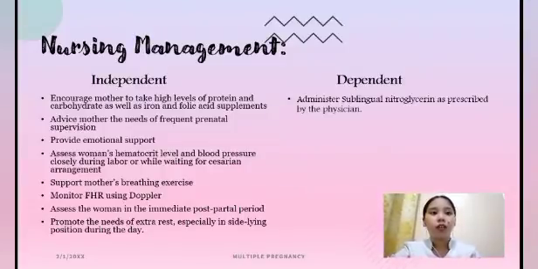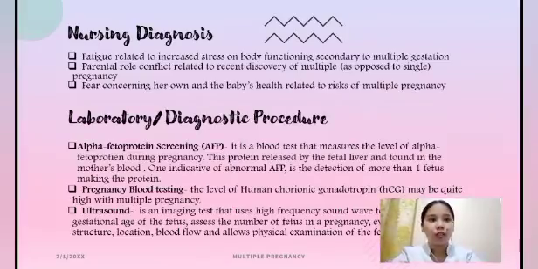And for dependent function, administer sublingual nitroglycerin as prescribed by the physician. It is to relax the uterus and make external version possible. If version is not successful, a decision of breech birth or cesarean birth must be made. Nursing diagnosis: fatigue related to increased stress and body functioning secondary to multiple gestation; parental role conflict related to recent discovery of multiple pregnancy; fear concerning her own and the baby's health related to risk of multiple pregnancy.